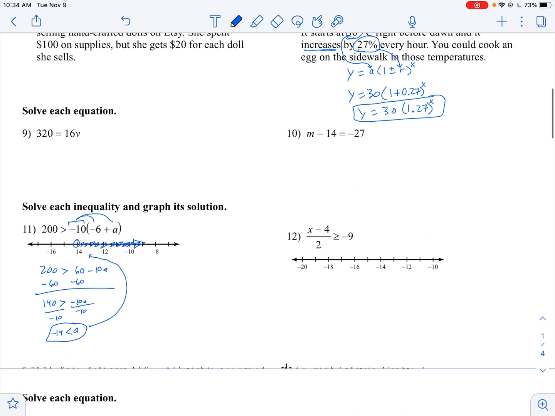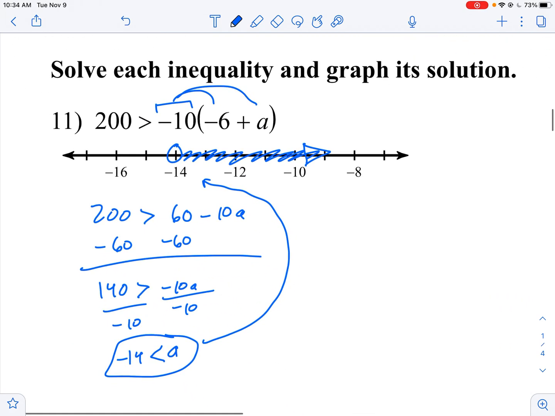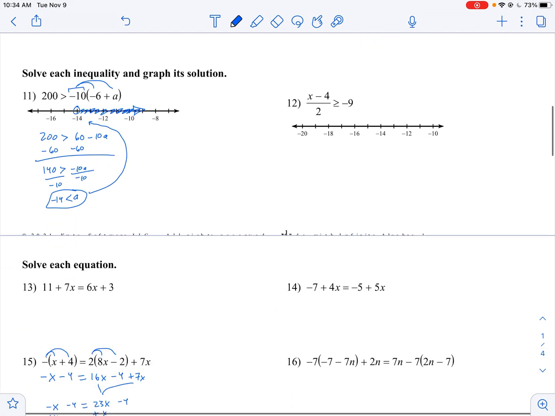And we've got solving inequalities, which is just like solving equations, except if you ever divide by a negative, which is what happened here, you've got to flip the inequality around. So that's why the inequality goes the other way.